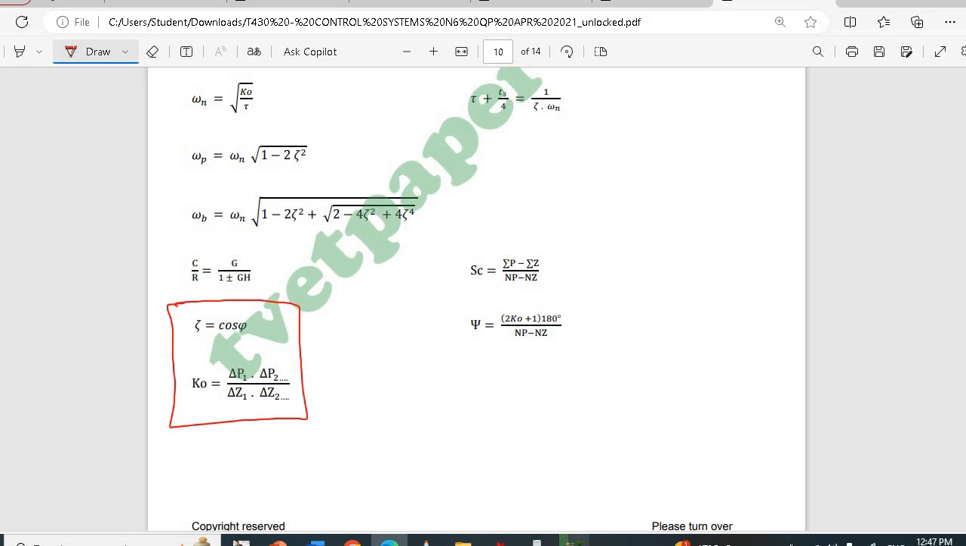So for K0 we have delta P1, delta P2, delta Z1. So this delta is the distance from your pole or your zero to the point given. So if you don't have a point, you will need a point. You'll see when we do that type of question.